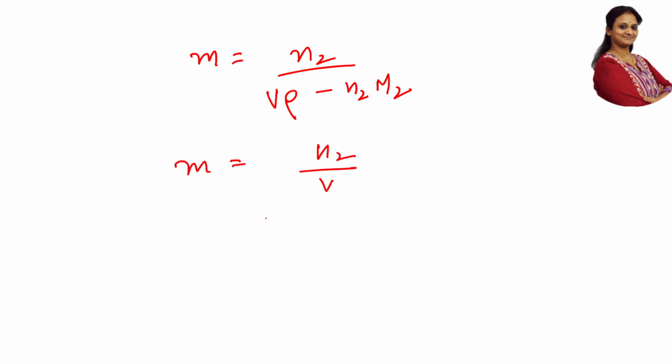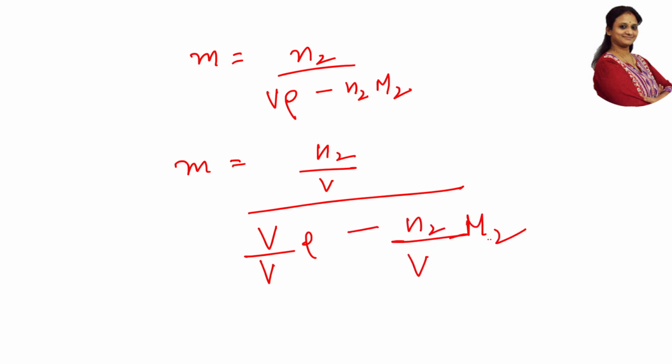What is that formula I got? M2 is equal to N2 by volume into density minus N2 M2. Now we're dividing with V. Gradually we'll get N2 by V divided by V by V rho, because I'm dividing with V, by N2 divided by V M2. This is okay? Now what is number of moles divided by V? It's nothing but molarity, capital M. This V and this V get cancelled. This rho is left, your density.